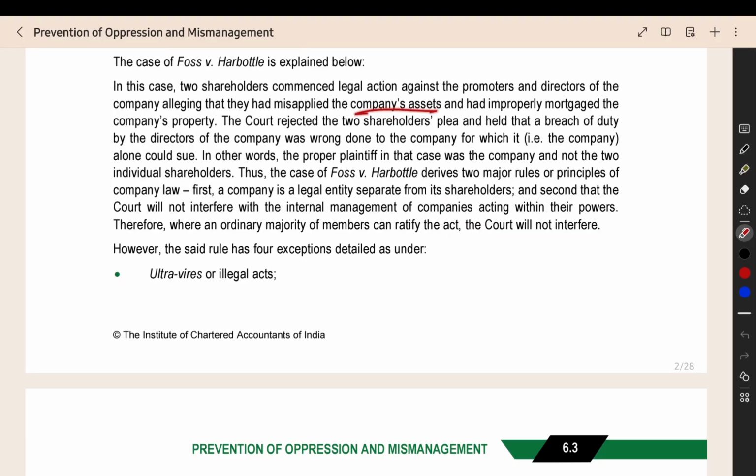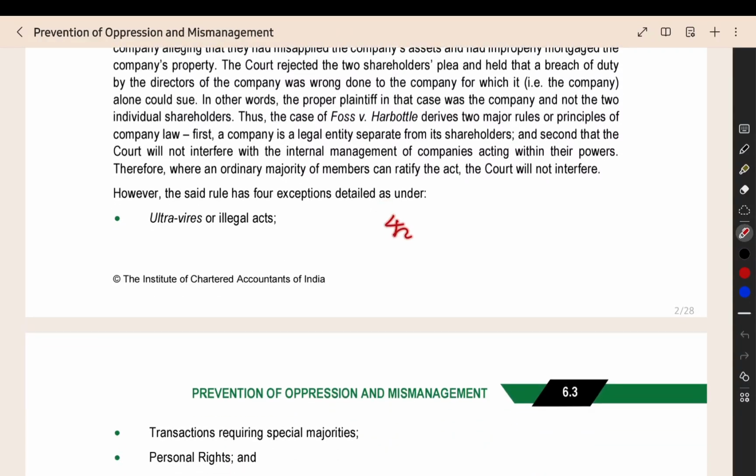If the company's assets were misappropriated and improperly mortgaged, it is a wrongdoing done to the company. The company is the one affected in this matter, so only the company can file the case, not the shareholders. If something is happening within the internal management of the company, normally the court will not interfere. But we have four exceptions for that.